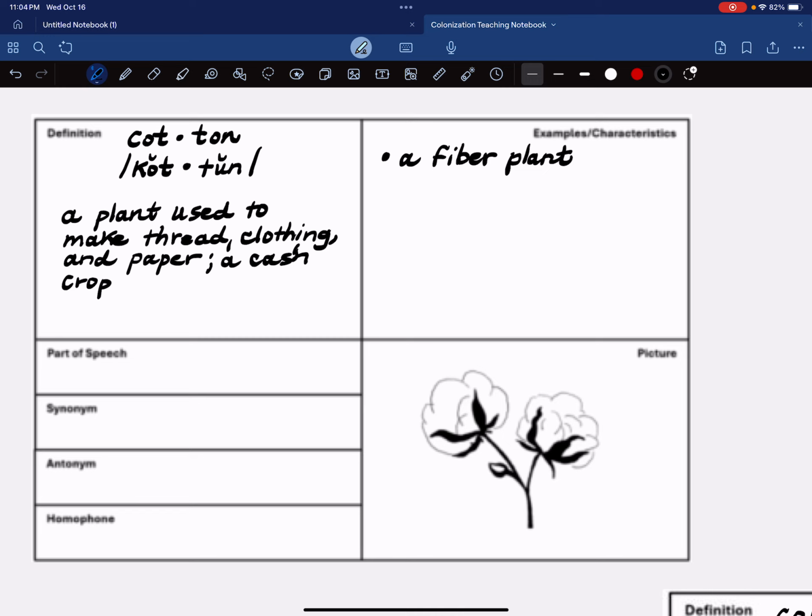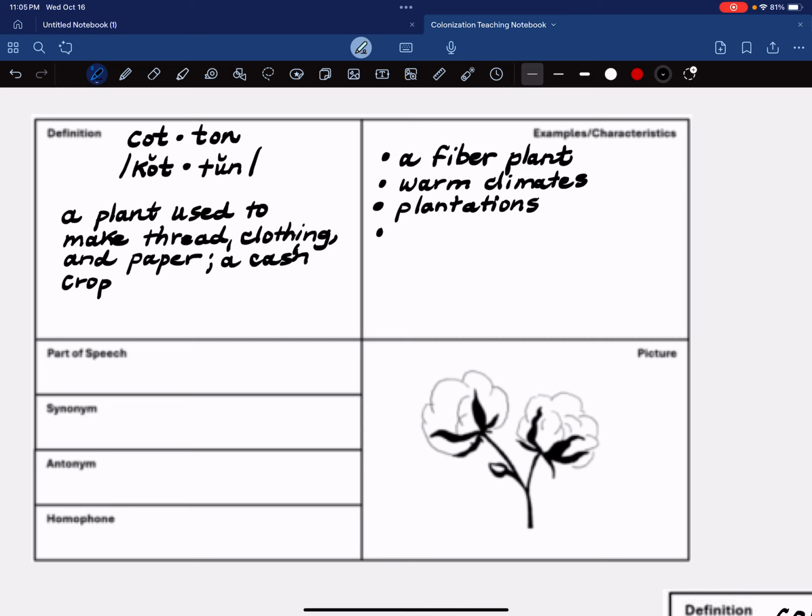Okay, again, this is a picture of the cotton plant. It's grown in warm climates. So in the southern colonies of the United States, or that became the United States, cotton was a big crop. It was grown very often on plantations. These were big farms that were very good for growing cotton. It was, again, grown primarily in the South.